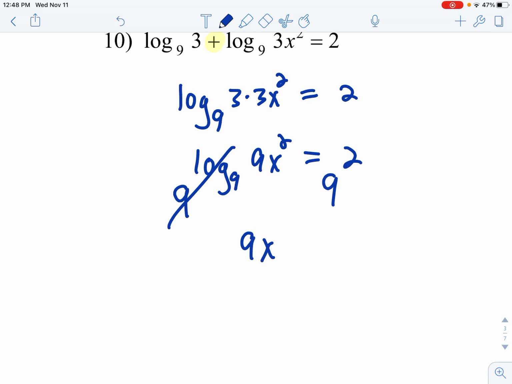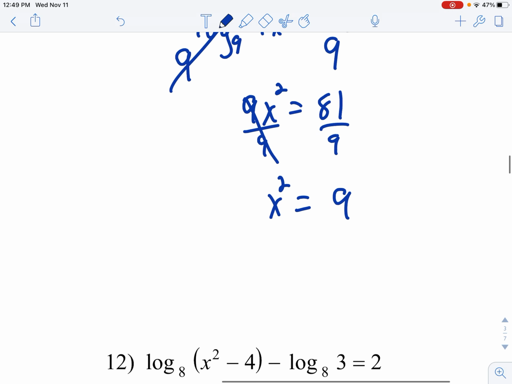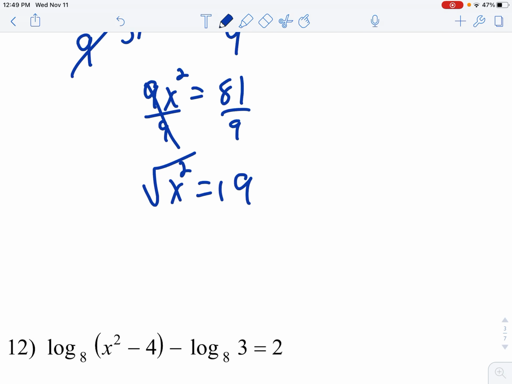You get 9x squared equals, 9 squared is 81. Divide both sides by 9. X squared equals 81 divided by 9 is 9. To solve this, we're going to use something in algebra called the square root method. You square root both sides. And intuitively, you would say, oh, the square root of 9 is 3.